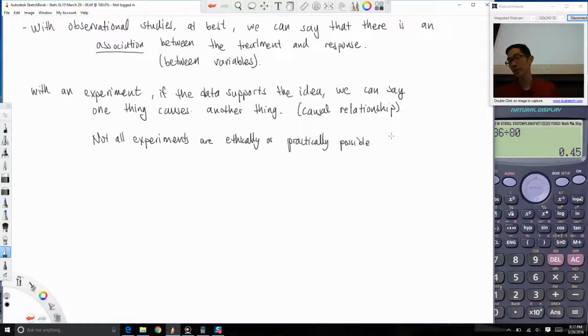There are a lot of questions we want to answer. Is it safe to take this medication during pregnancy? Doctors want to know these things. But we cannot have an ethical experiment where we say, congratulations on your pregnancy, sign up for my experiment and we're going to give you drugs and we'll see if it causes any problems with your unborn child. We can't do that.